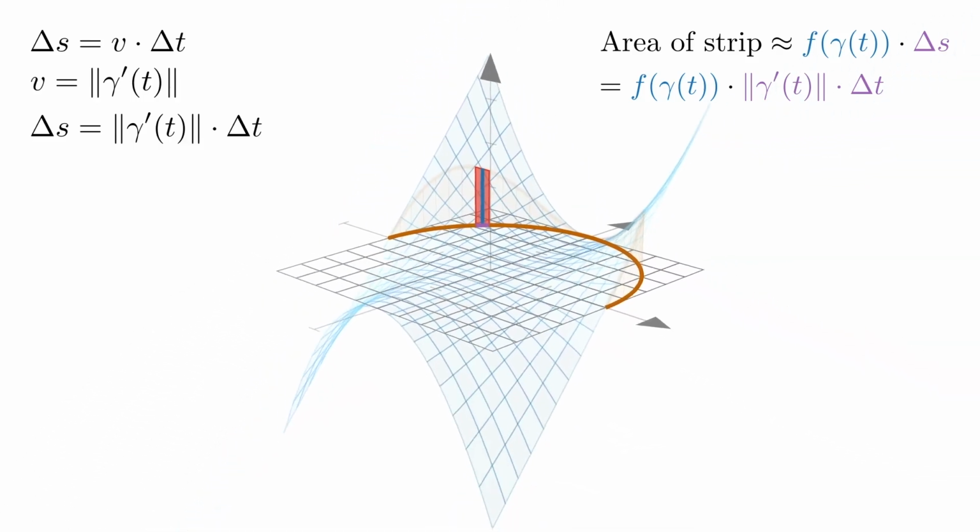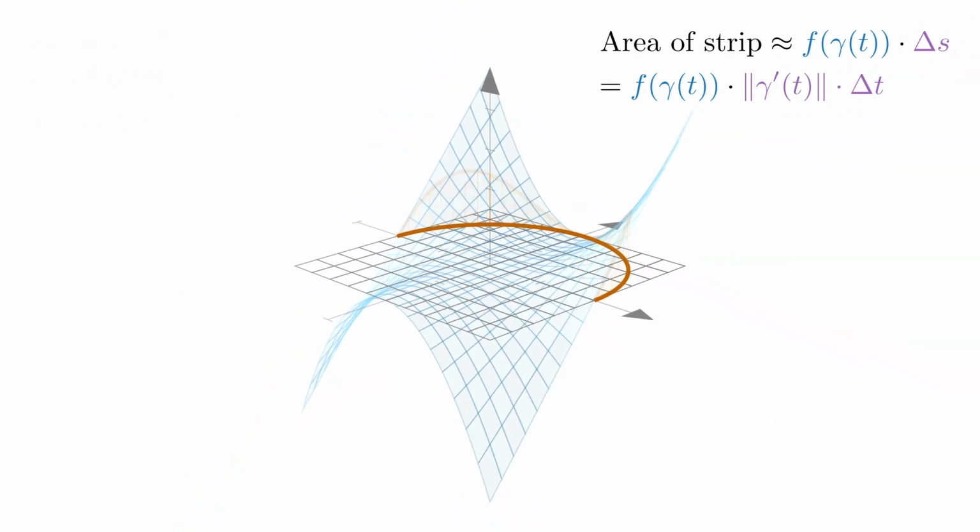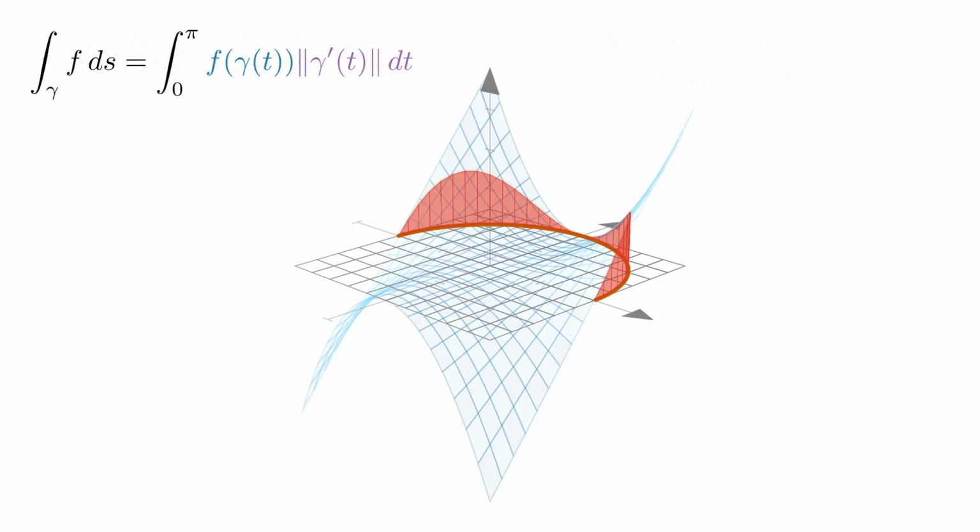We want to know the area of all those strips together. So we add all these small strip areas along the whole curve. In the limit, when we make the time steps, delta t, smaller and smaller, that becomes the line integral. The integral over gamma of f ds equals the integral from 0 to pi of f of gamma of t times the norm of gamma prime of t dt. That is the formula we will now evaluate.